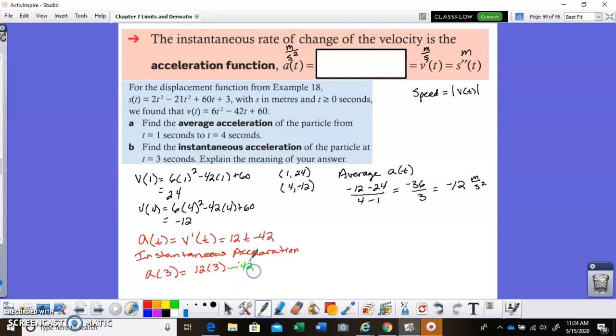Minus 42. And again, it switched to green. Why does it switch to green when I do that?